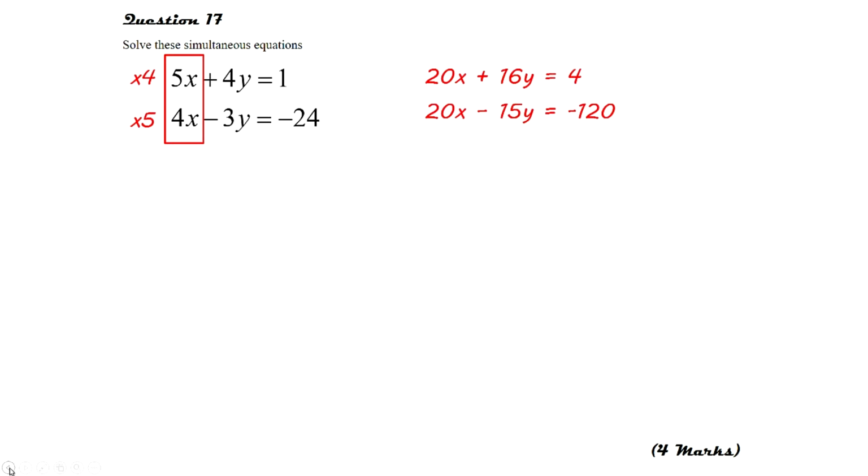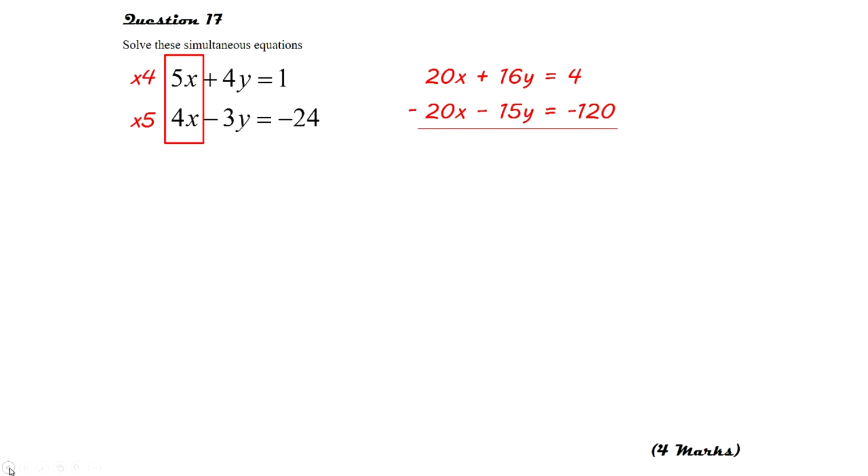Now I was matching up the x's, so in my new rewritten equations I've got 20x and 20x, and I look at the signs of both of those. In this case they're both positive, and the only way to get rid of them, or to eliminate them, is to subtract from one another. If the signs match, you subtract. If the signs are different, you add, but it's only ever on the variable that you have matched up.